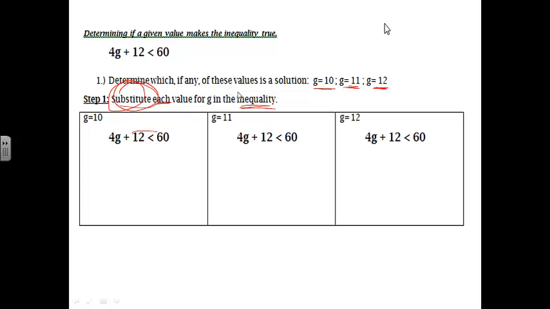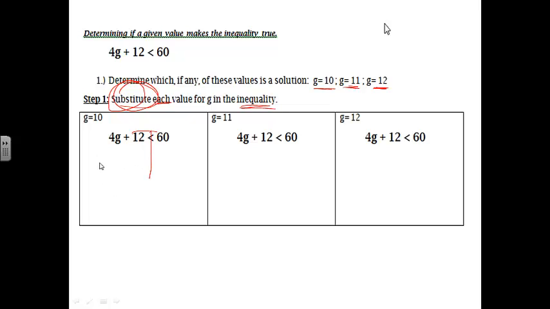Okay, so we can have multiple things with inequalities. With equations, there's only one number that would work, but with inequalities, there could be several. So we've got to plug it in to make sure. I want you to pause me, and I want you to plug these in and see if your inequality is true.